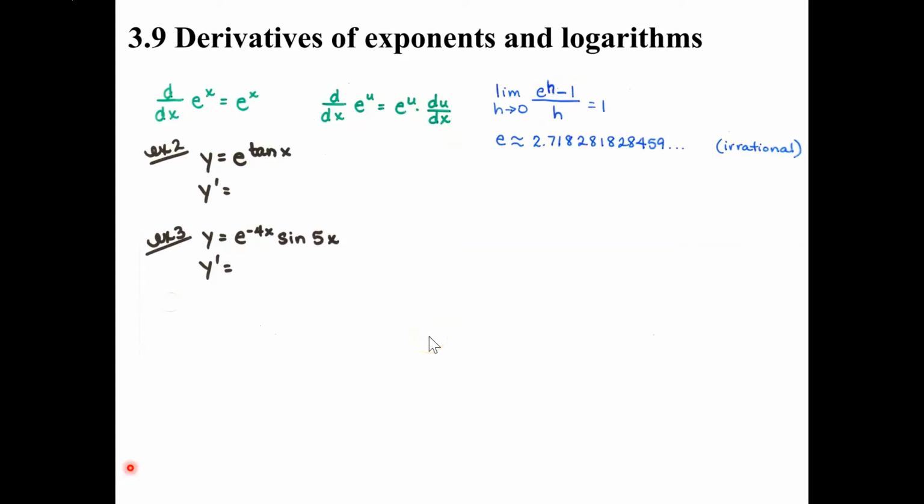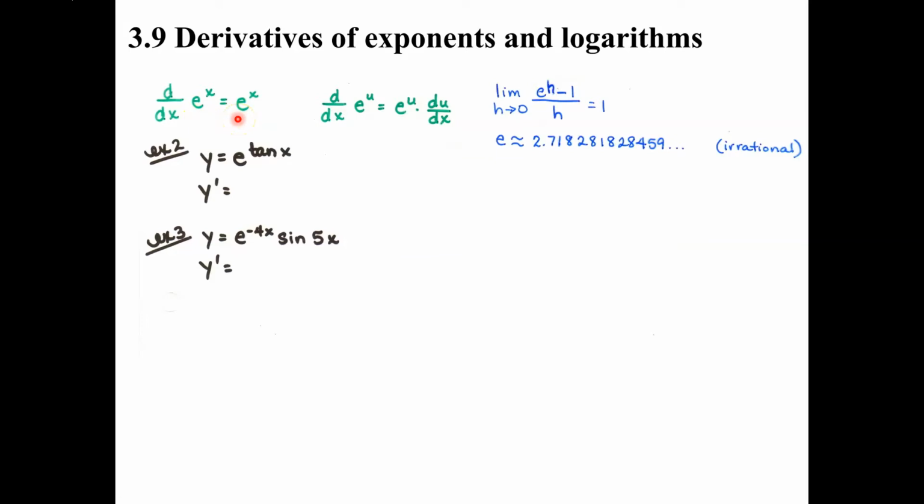All right, derivatives of exponents and logarithms. Let's start with the derivative of e to the x. Remember, e to the x is the natural exponential function. E is non-repeating, non-terminating. It comes from the definition of a limit. The unique thing about e to the x is that its derivative is the same, e to the x.